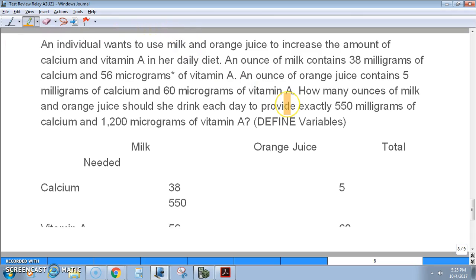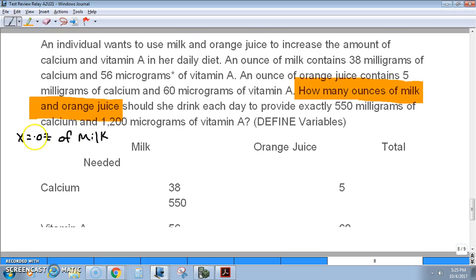So when I say define your variables, what we're looking for is what the question is asking you to find. It's asking you to find how many ounces of milk and orange juice. So if we're just going to use x and y, x is equal to ounces of milk, and y is equal to ounces of OJ. Okay, so milk is x and orange juice is y.